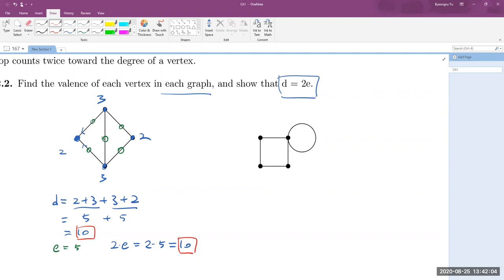Do you have any questions on this counting? Good. Great.